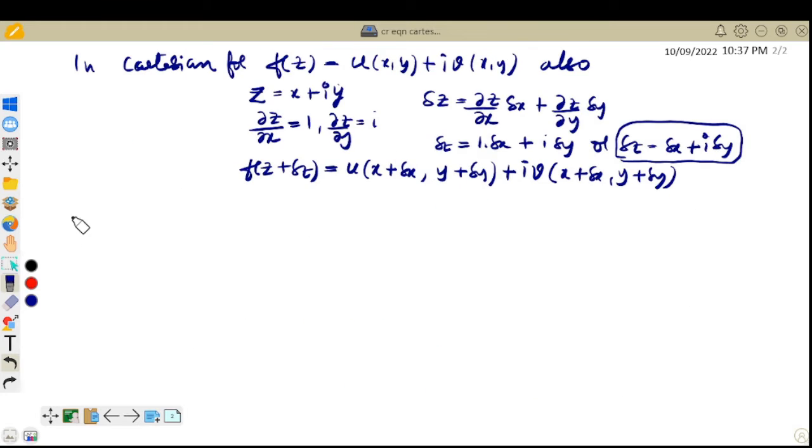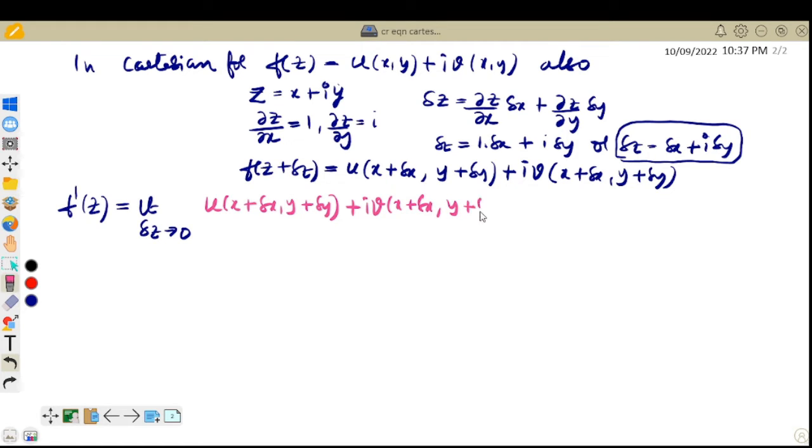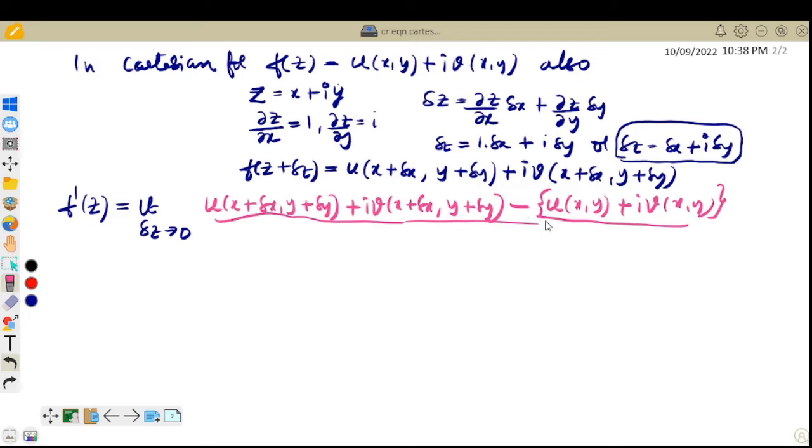So then f'(z) becomes limit as Δz tends to 0 of f(z + Δz), which you can substitute: u(x + Δx, y + Δy) + i v(x + Δx, y + Δy) minus f(z), whose value is u(x,y) + i v(x,y), divided by Δz.